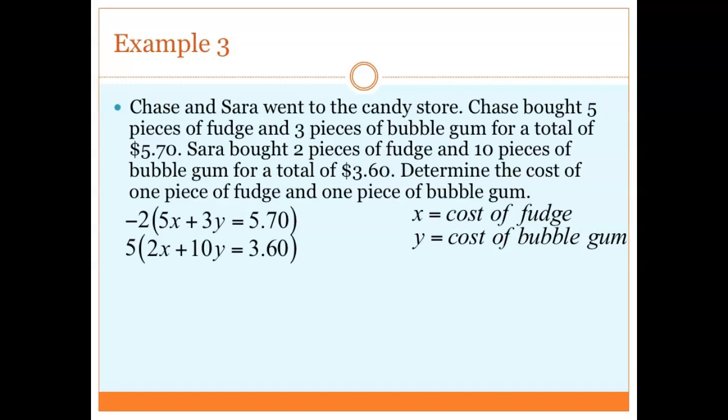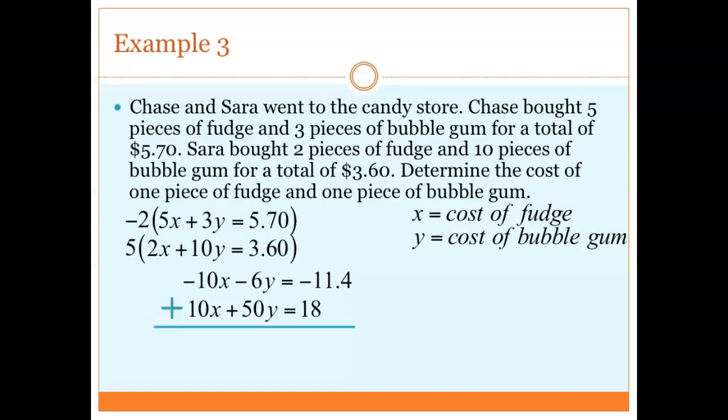So let's go ahead and multiply that first equation by -2. So I have -10x minus 6y equals -11.4. In the second equation, I'm going to multiply by 5. So I'm going to have 10x plus 50y equals 18. And now when I add these together, the x gets eliminated, and I can add the rest. So I have 44y equals 6.6. Dividing both sides by 44, I end up with y equals 0.15.